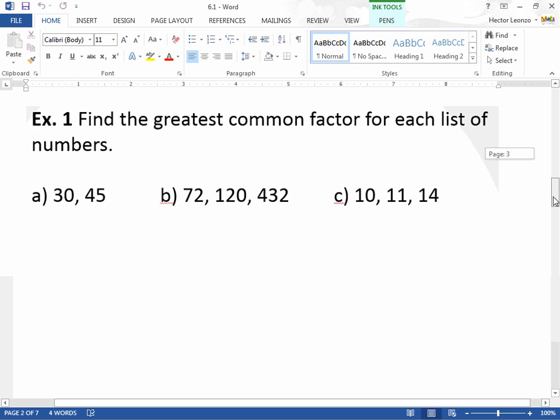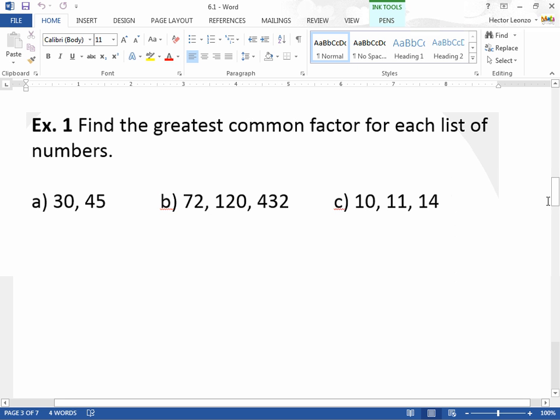Let's take a look at this example. Find the greatest common factor for each list of numbers. Earlier I said that 12 had many factors, right? It had 3, 4, 6, 2, 1, 12. So 30 will have some factors, and 45 will have some factors as well. I'm looking for which one is the biggest, so that's why we call it greatest. Which one is the biggest that is in both of them? So which is the greatest common factor?